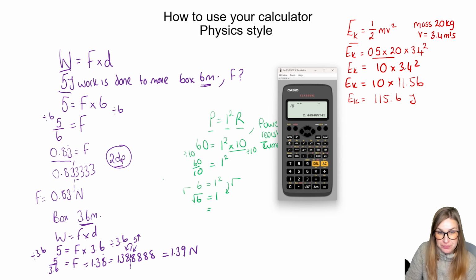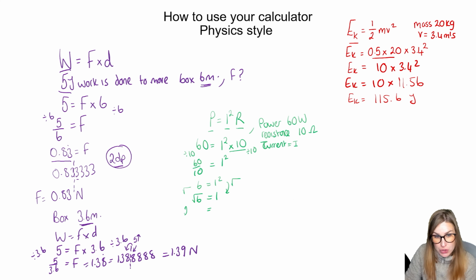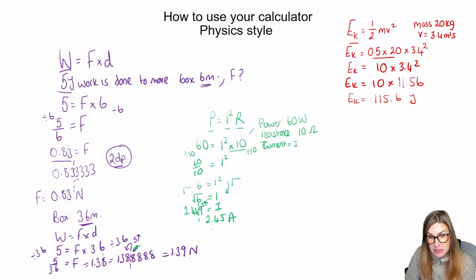So if I write that down, 2.449 is my current. Now, I said 2 decimal places is best, so we do our 2 decimal place rounding again. Remember our rule: if the next number is 5 or above, I round up. So my current is actually 2.45. Then if you remember, current is always measured in amps. So 2.45 amps.